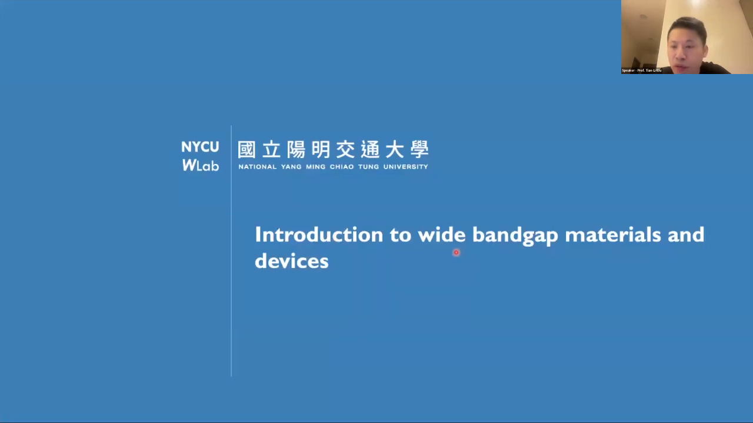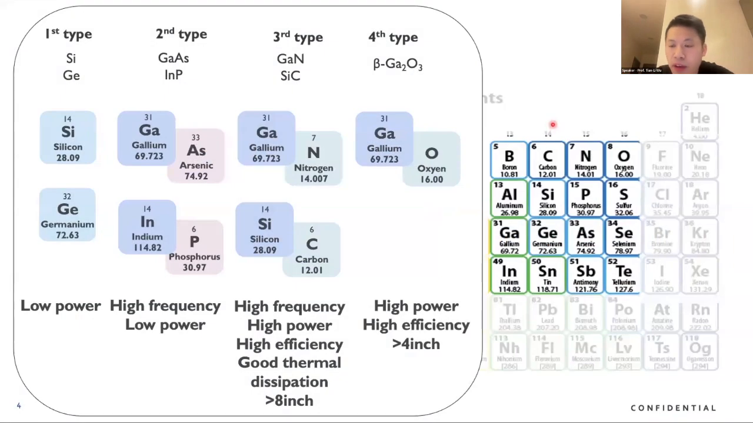So first, I will give the general overview of the wide bandgap materials and devices. From the periodic table, as you can see here, the chemical species in groups 3, 4, and 5 are the most important species to form our semiconductor devices. By combining different species, we can make different kinds of semiconductor materials. And therefore we categorize them into 4 different types based on their material properties and applications.